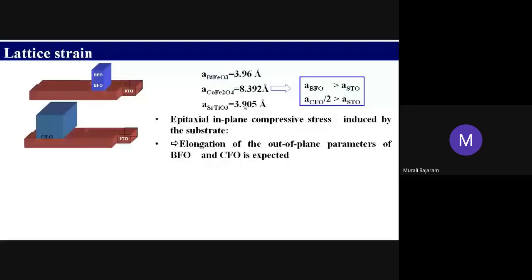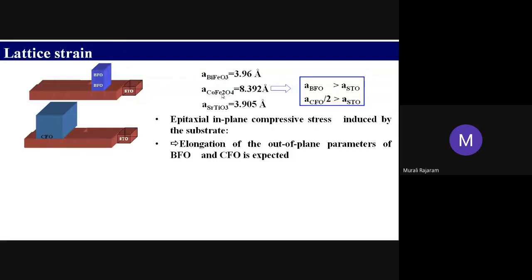This lattice will compress this bismuth ferrite so that it will grow epitaxially. So in-plane compression should happen. If there is an in-plane compression, then out of plane, on the C axis, there should be an expansion, because the volume should be maintained in a unit cell. Okay, so that should be an expansion here. That is what is expected.